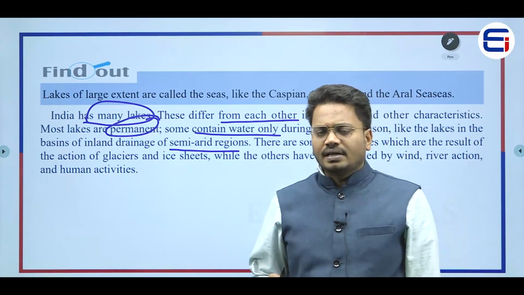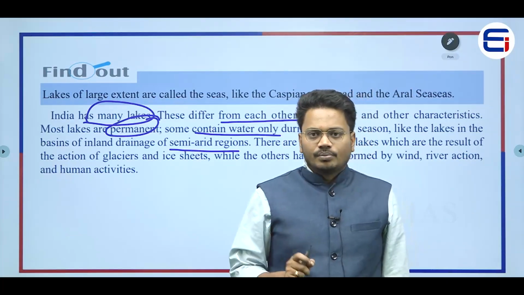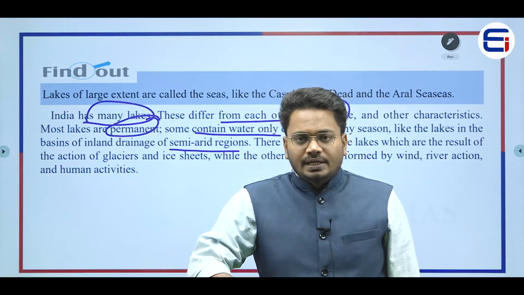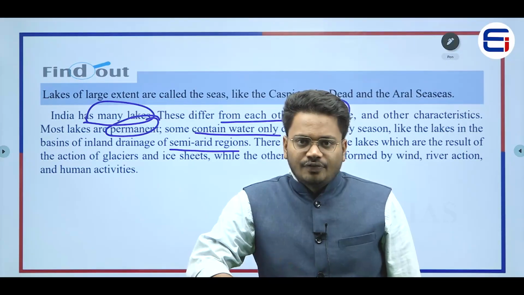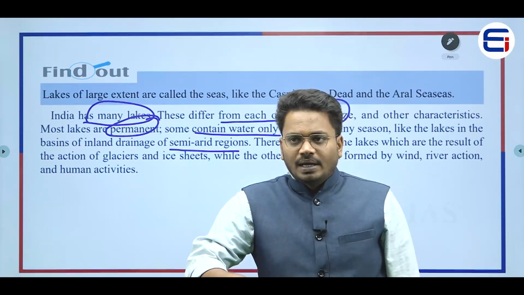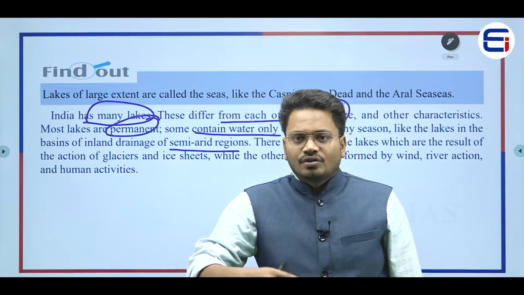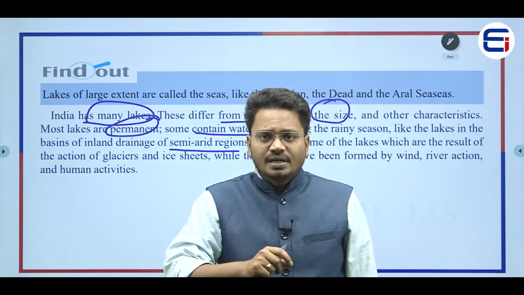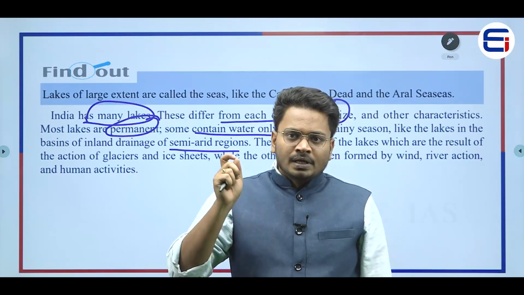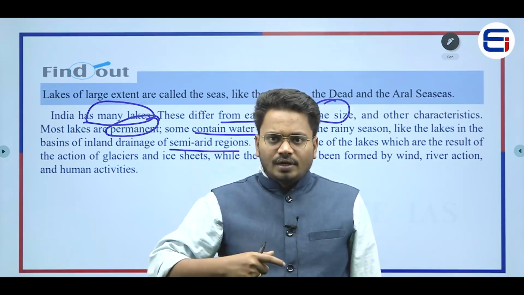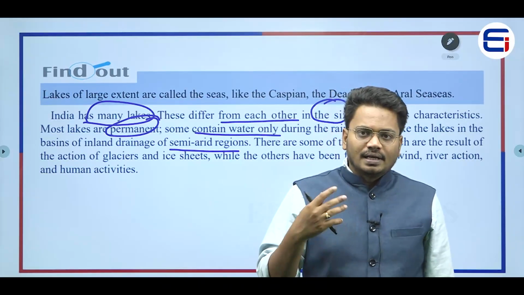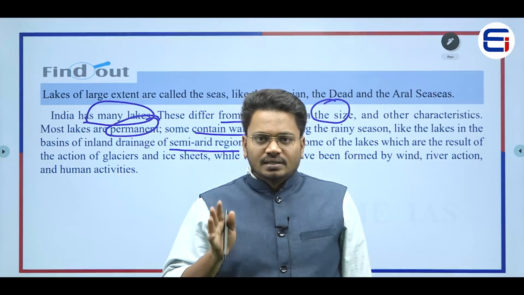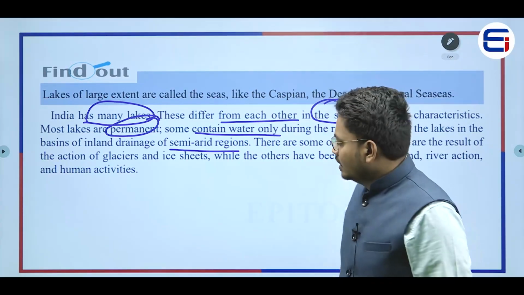What does it mean? It means that India has a huge number of lakes, right? These lakes differ in different ways. Some lakes we can classify on the basis of the size, or on the basis of the water that particular lake has, and on the basis of the permanent nature, whether the water in the lake is permanent or the water in the lake is seasonal, right? Depending upon these conditions, we can divide the lakes into many types.